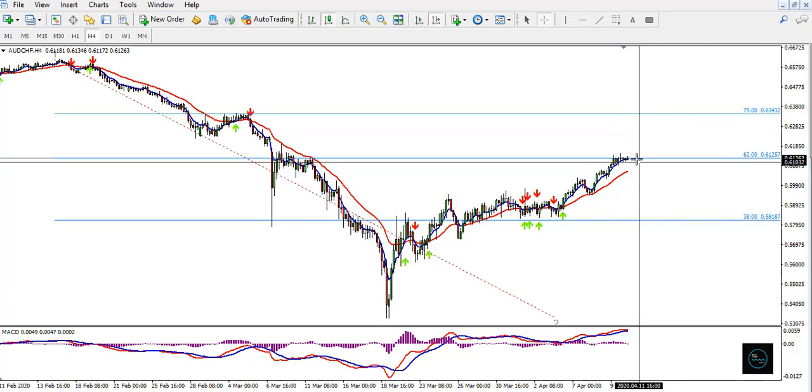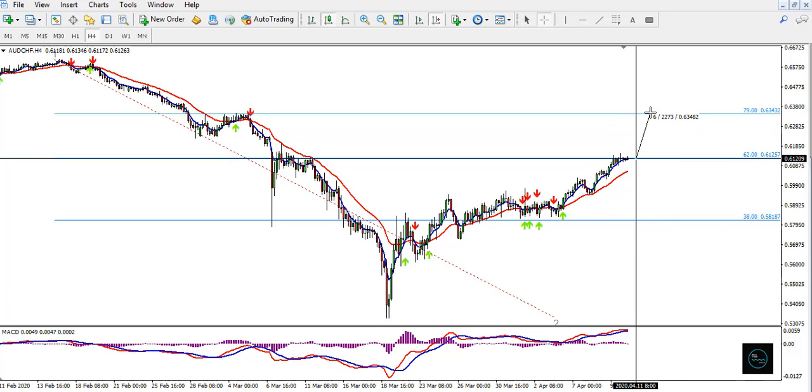From where we are currently to the 79% region is still a lot of pips. It's about 227 pips, and I'm not going to say if I get the opportunity I won't take it. Most likely, if I can find a good opportunity on the 1-hour chart, I believe I will still take it, but it's going to be a trade that you take with your heart in your throat, because there's no guarantee that this move is going to go beyond the 62%.